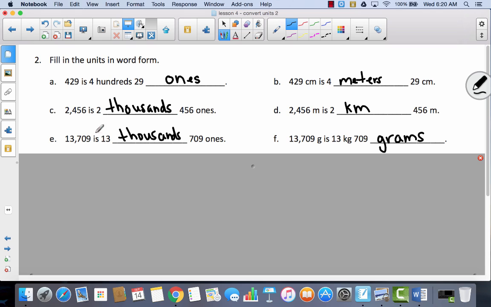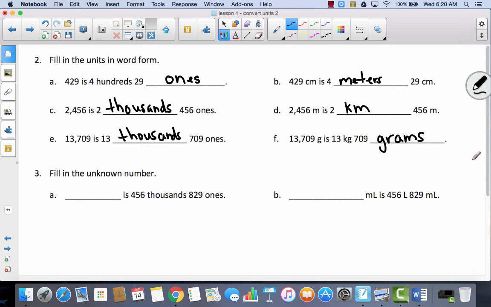And for E, 13,709 is 13 thousands, 709 ones. So 13,709 grams is like 13 kilograms, 709 grams.